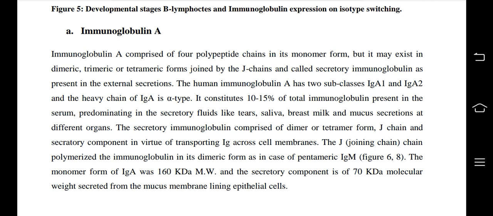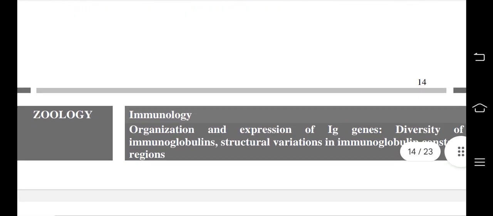The secretory immunoglobulin comprises a dimer or tetramer form, J chain, and secretory component unit for transporting Ig across cell membranes. The J joining chain polymerizes the immunoglobulin in its dimeric form, as in the case of pentameric IgM. The monomer form of IgA is 160 kilodalton MW, and the secretory component is of 70 kilodalton molecular weight, secreted from the mucous membrane lining epithelial cells.